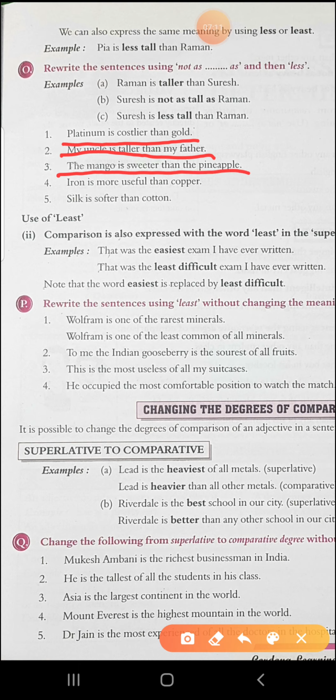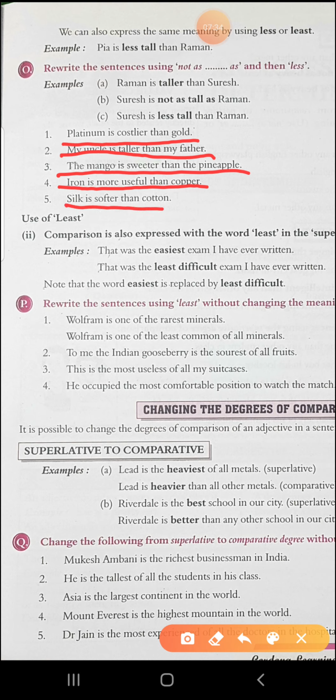Then third is, the mango is sweeter than the pineapple. The pineapple is not as sweet as the mango. And the second one will be, the pineapple is less sweet than the mango. Fourth is, iron is more useful than copper. Copper is not as useful as iron. And the second will be, copper is less useful than iron.